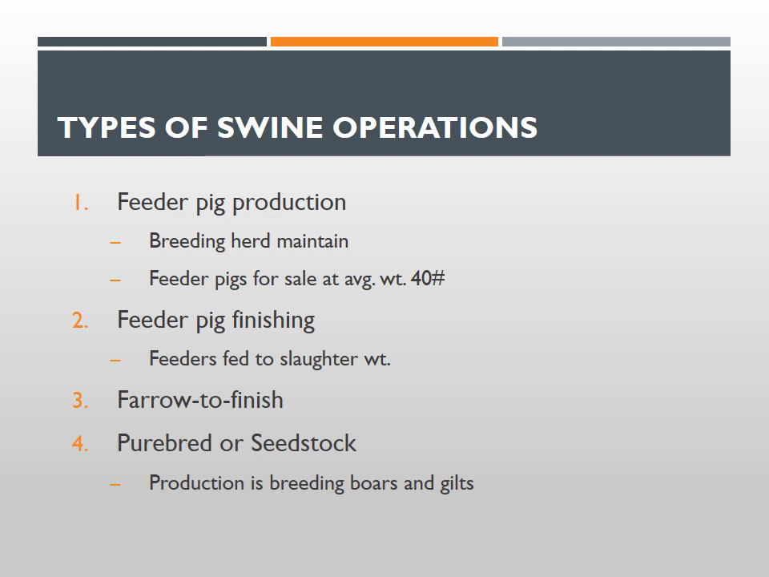More historically, you had feeder pig production, which would be your breeding herd and farrowing houses, and then they would make those feeder pigs for sale at about 40 pounds body weight, whether direct to a finishing operation or at the sale barn. And those then, like what's listed at number 2, you would have finishing pig operations that would take those feeders and feed them out to slaughter.